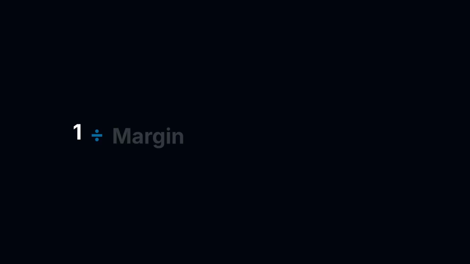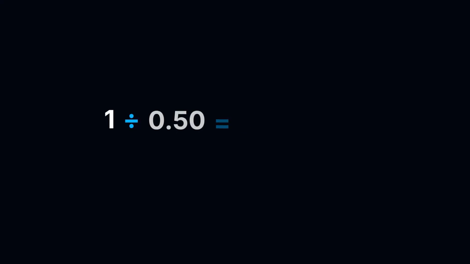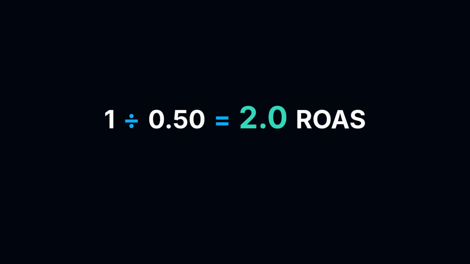Now, once you have your margin, the break-even formula is simple. 1 divided by your gross margin equals your break-even ROAS. So if your margin is 50%, that's 1 divided by 0.5. Your break-even ROAS is 2.0.